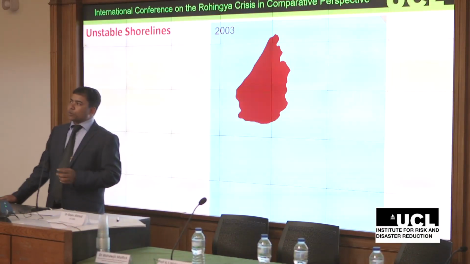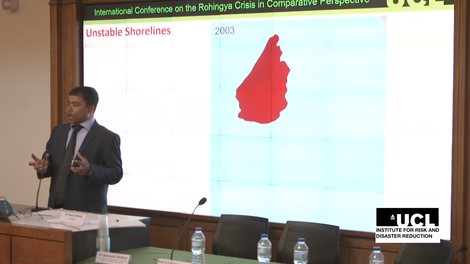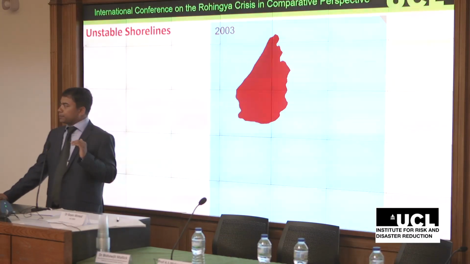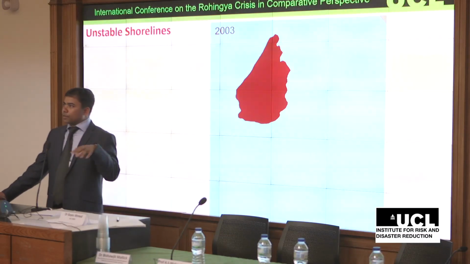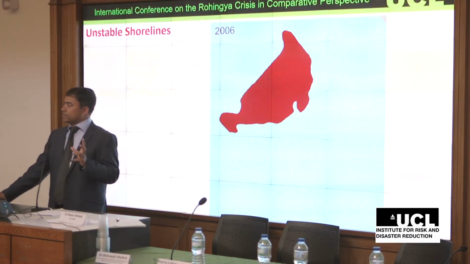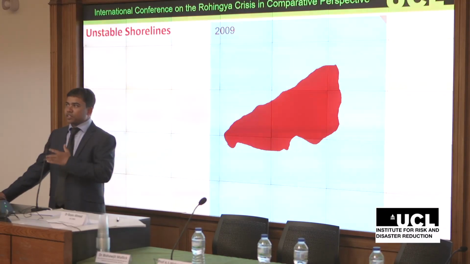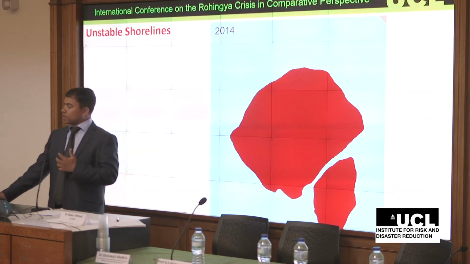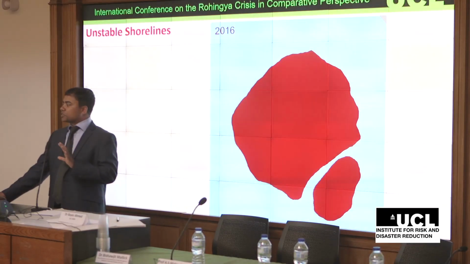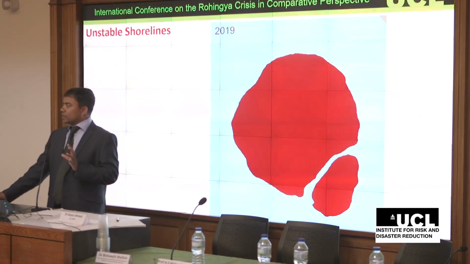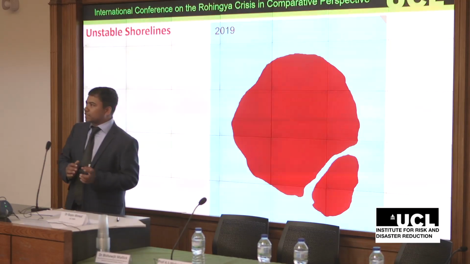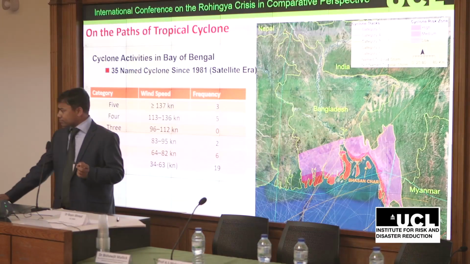So this island, within the 20-year course, is not stable yet. You can see the movement of the island's position, shape and formation. You can see 2003 and then 2006. 2009 is shifting south, 2012 more south, and 2014 goes to the current shape. 2016 is almost in the same position, and 2019 is in the same position. It's stable, but we cannot say it is already a stable island.